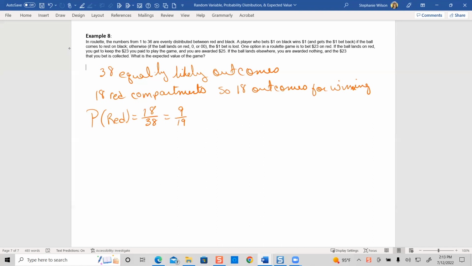Okay. To lose, the ball must land on a compartment that is not a red compartment. Determine the number of outcomes for losing. There are 20 compartments that are not red. All right, and so there are 20 outcomes for losing.